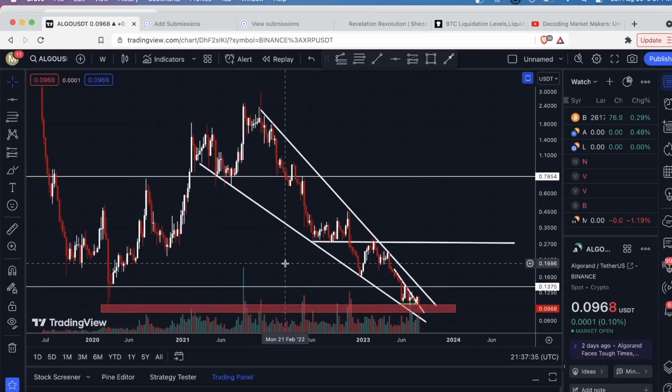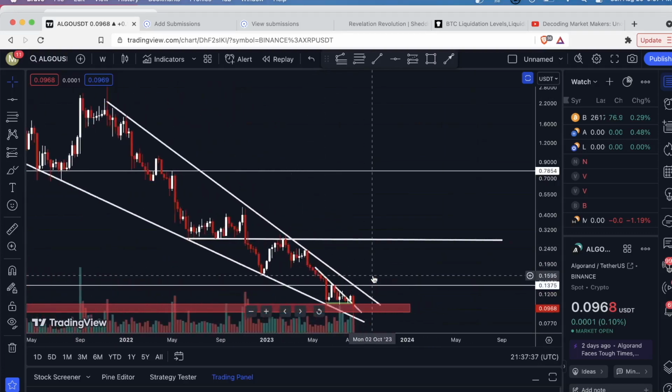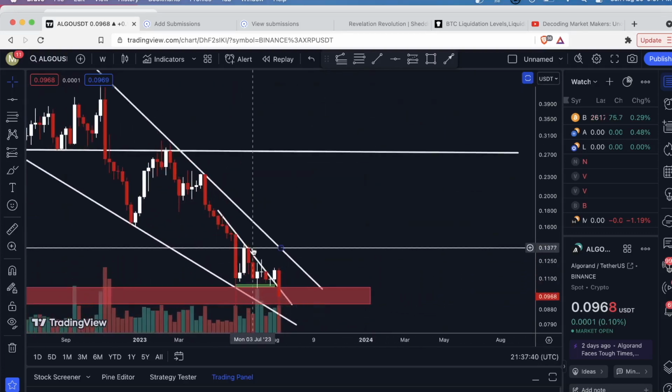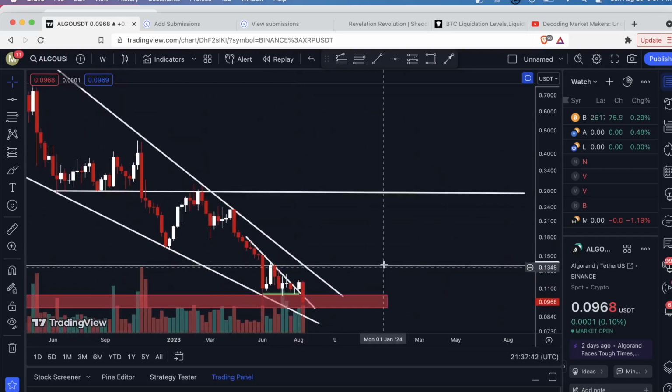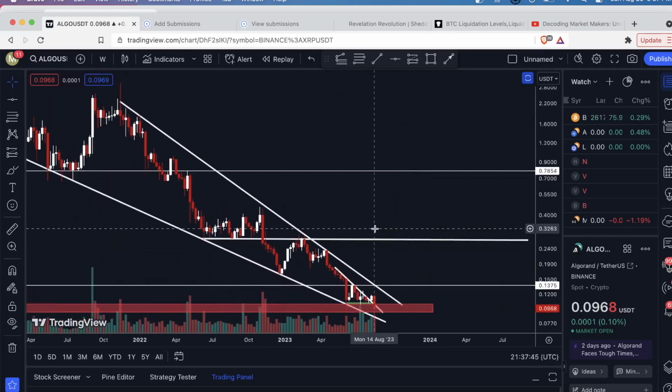Also, the third horizontal level I suggest that you draw would just be right here at the top of these two candle bodies here. So these are going to be pretty obvious resistances on the way up.